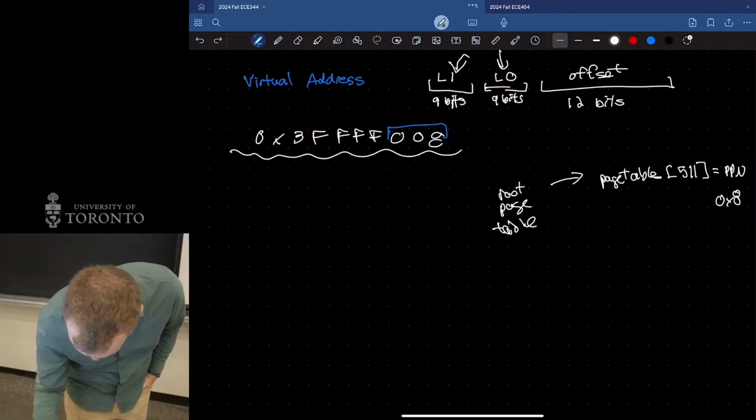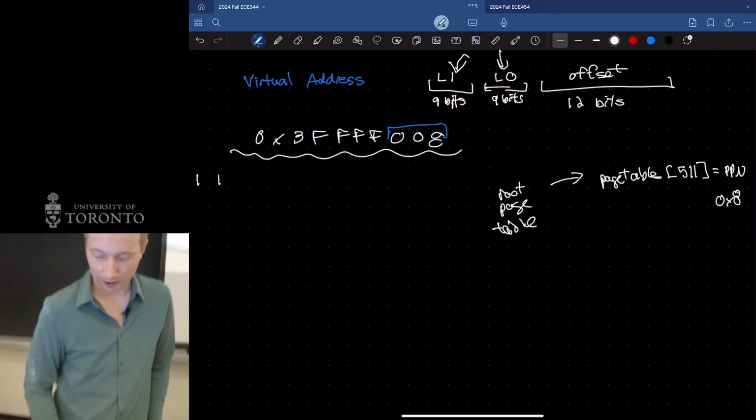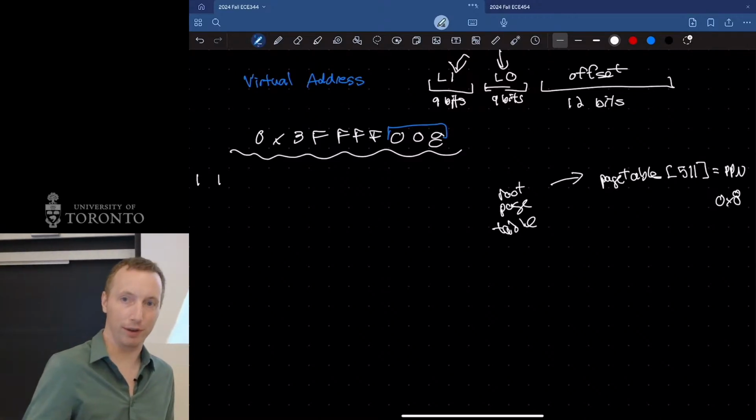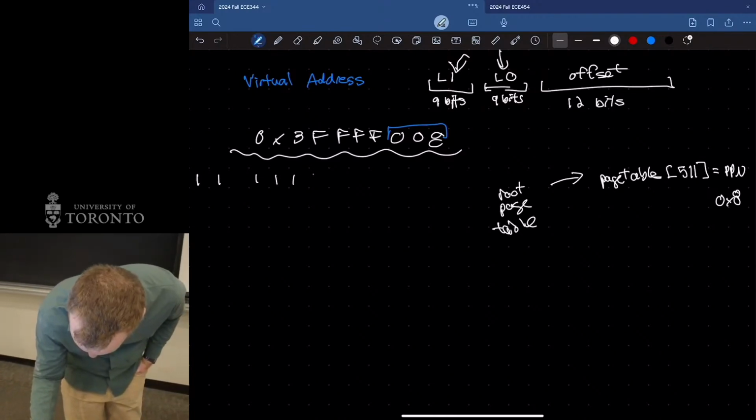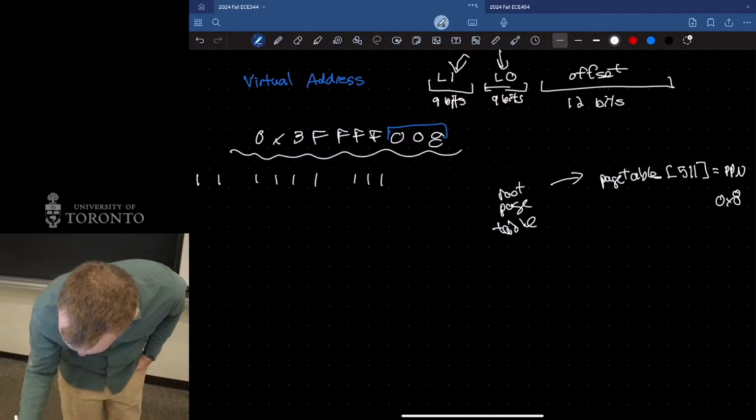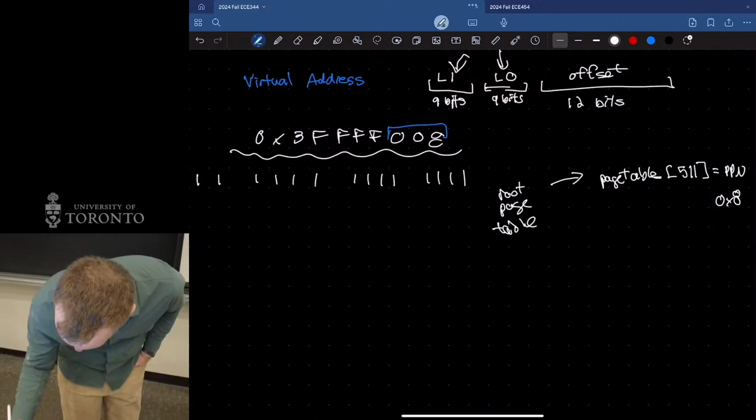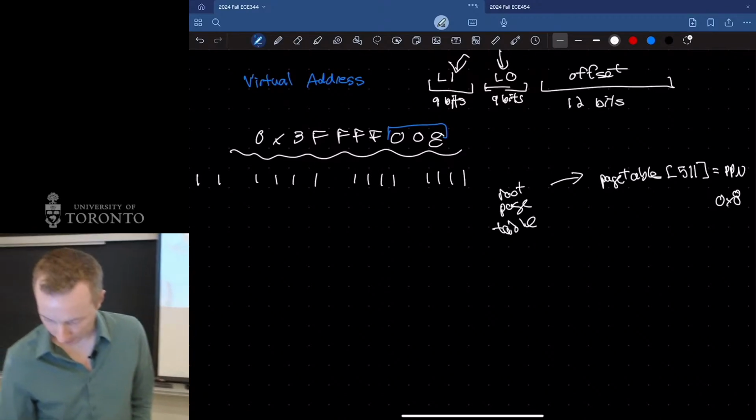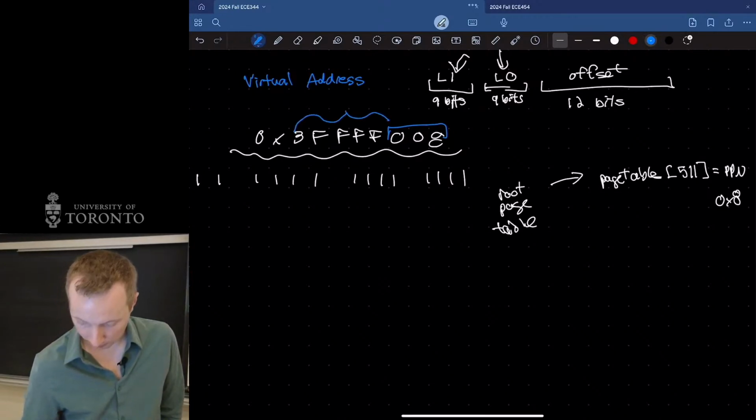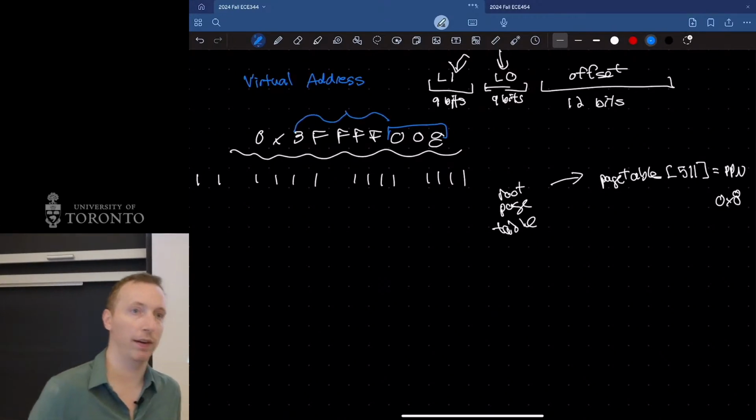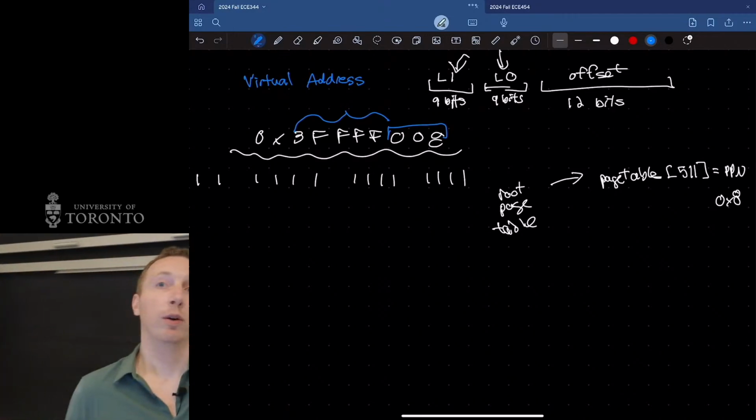So 3 is just 1, 1. Then F is just 4 ones again, right? And then 4 ones and 4 ones. So 1, 1, 1, 1, 1, 1, 1, 1, 1, 1, 1, 1. All those bits represent 3FFFFFFFF, right? That's a lot of F's.